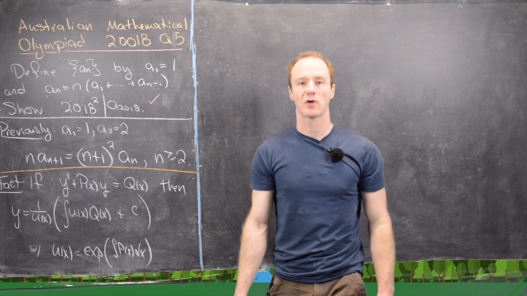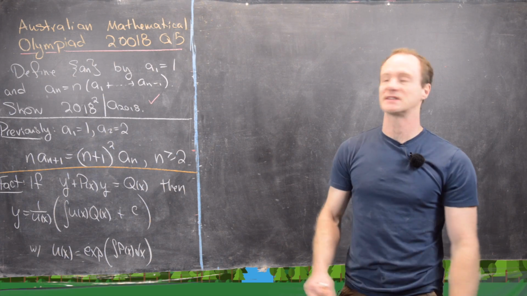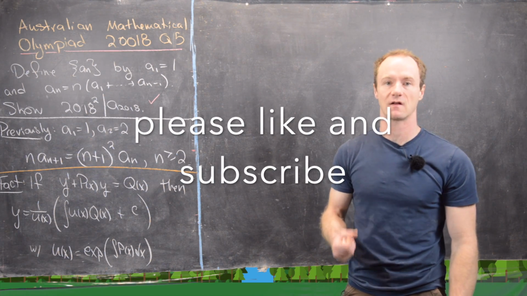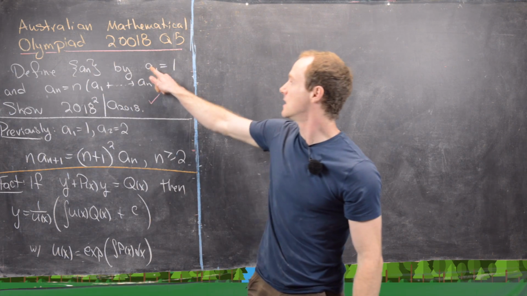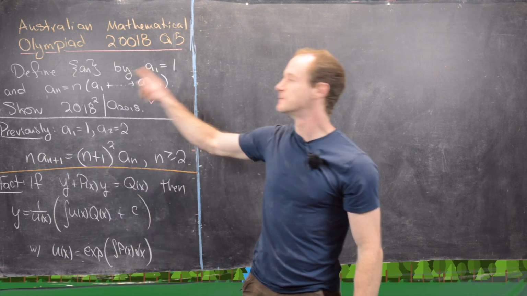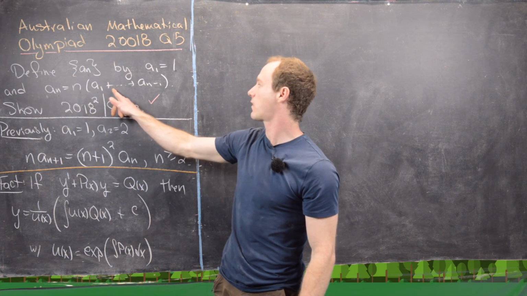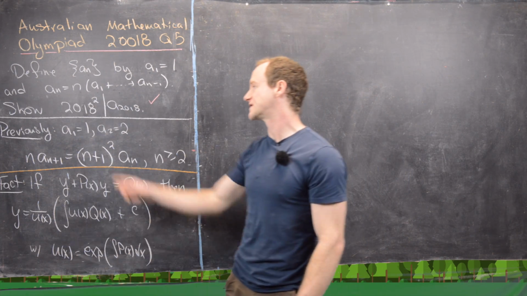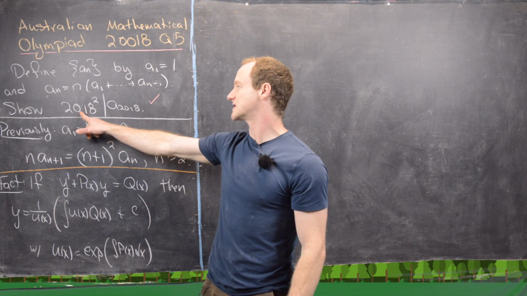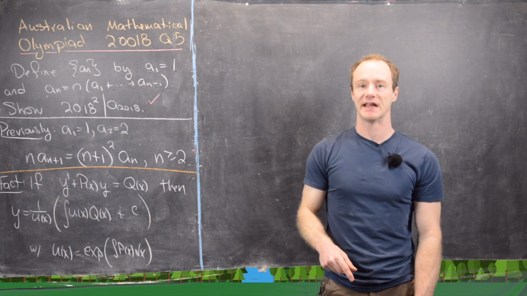Here we're going to revisit a problem we solved in a previous video. It's question 5 from the 2018 Australian Mathematical Olympiad, which says if we define the sequence a_n by a_1 equals 1, and then a_n equals n times the quantity a_1 plus a_2 all the way up to a_{n-1}, our goal was to show that 2018 squared divides a_2018.